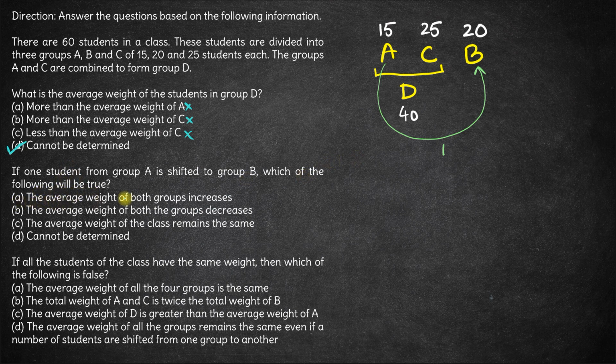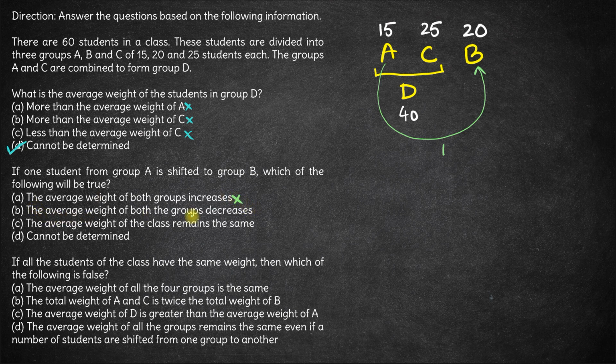Let's see, option A, the average weight of both the groups increases. Now how do we know the average weight of A and B, which average will increase or which average will decrease? We cannot be sure because nothing is mentioned about the average of each of these groups. So option A, we cannot be sure of.